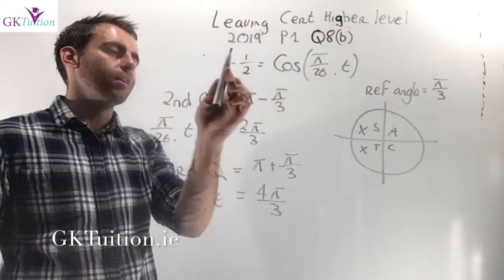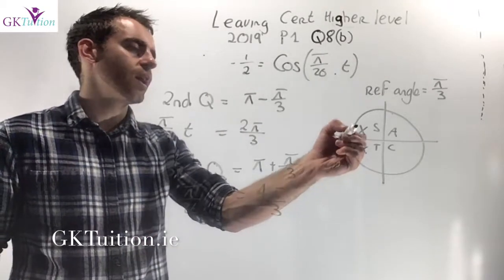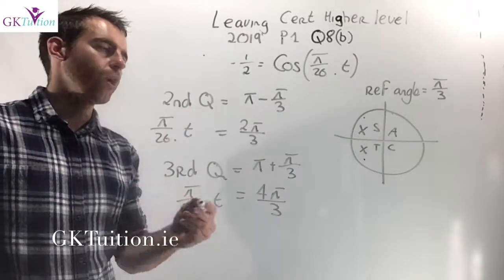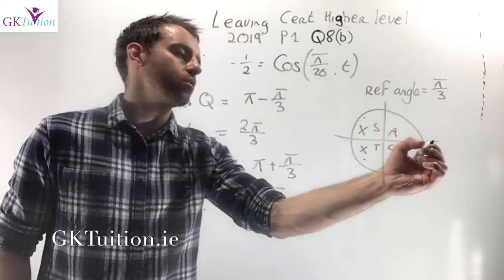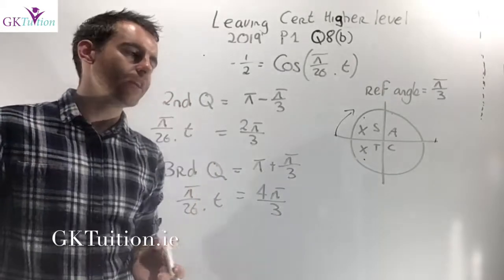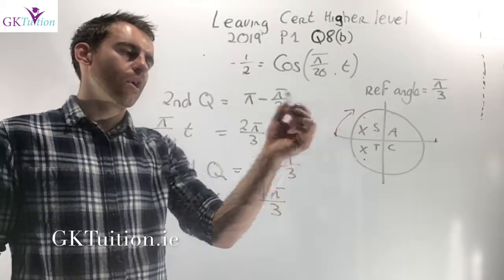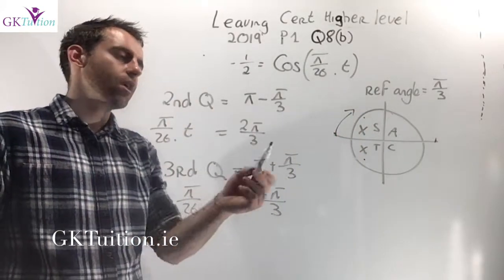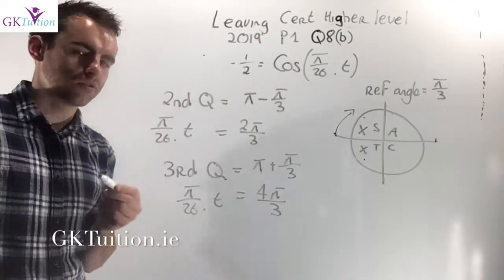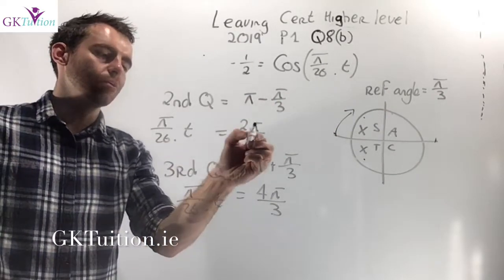Now, clearly in this case, the cos of this angle is negative. And I know that on my unit circle, cos is negative in the second quadrant and in the third quadrant. To get a value in the second quadrant, if you're dealing with degrees, you think you started here, you've gone to 180 degrees and you're going backwards. If you're dealing with radians, it's the same principle. You started here, you've gone to pi and you're going backwards. Remember, pi is equivalent to 180 degrees. So in this case, the second quadrant is pi minus my reference angle. So your first value there is 2 pi over 3. So I know that the angle, which was pi over 26 times t, is equal to 2 pi over 3.